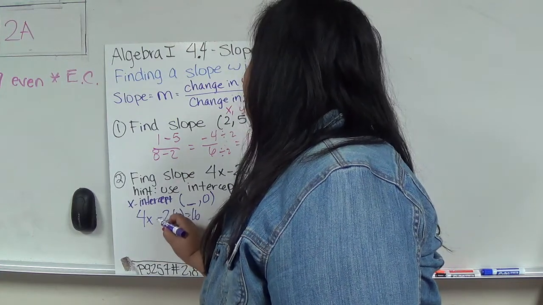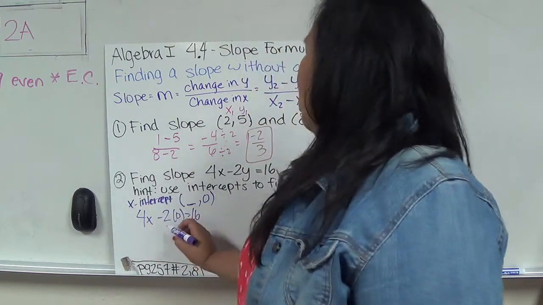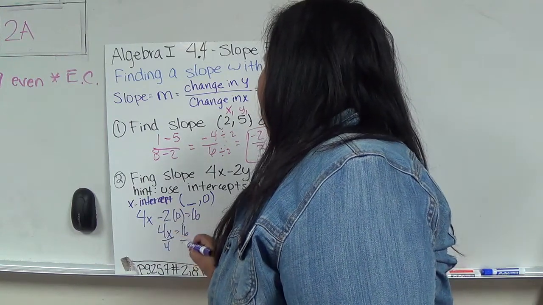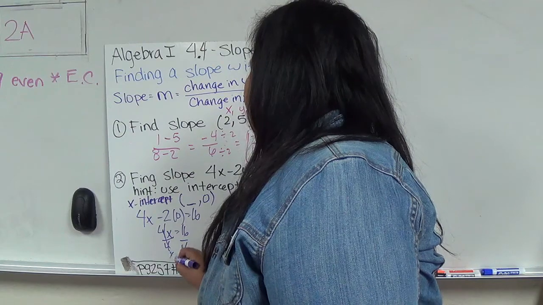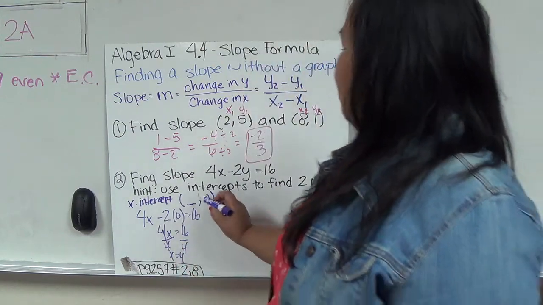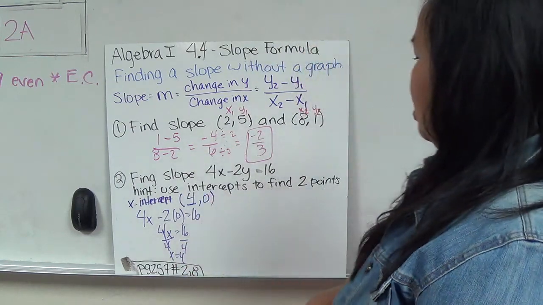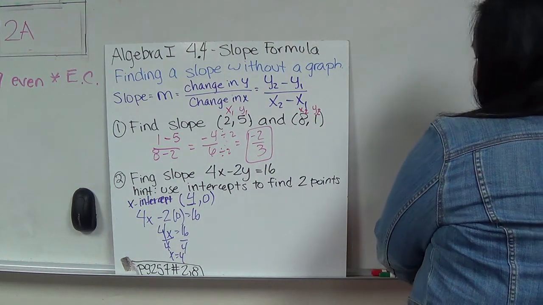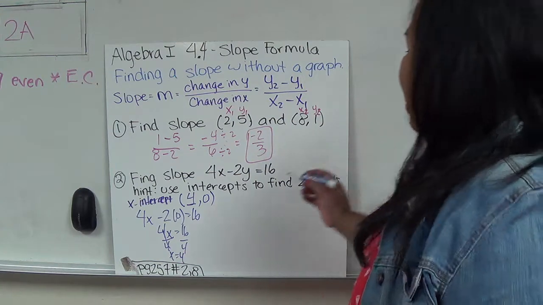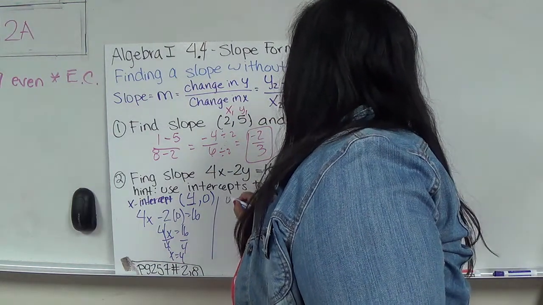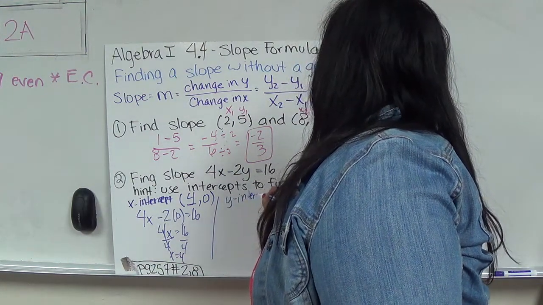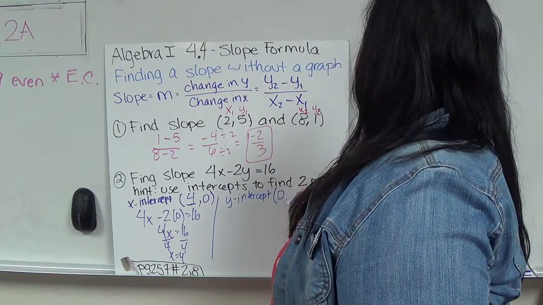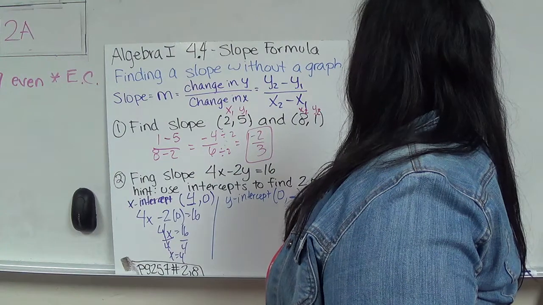Negative 2 times 0 is 0, so I end up with 4x equals 16. Divide by 4, and I end up with x equals 4. So that means my x-intercept is (4, 0). That's one point. My next one is the y-intercept, and this one is a 0 for x, but some number for y.